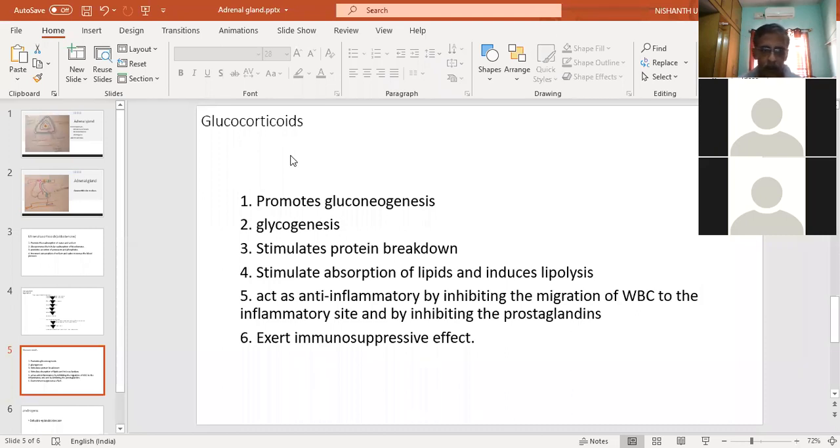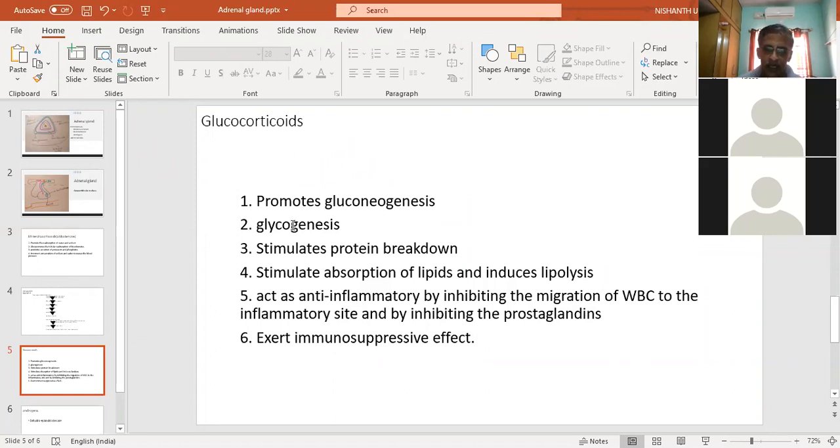Let us discuss glucocorticoids. They promote gluconeogenesis. Already in biochemistry, you might have studied gluconeogenesis, the synthesis of glucose from non-carbohydrate sources, that is protein as well as lipid. So when you are fasting or prolonged fasting is there, automatically the body will start to synthesize glucose from non-carbohydrate sources. This gluconeogenesis is promoted by glucocorticoids. The enzymes required for this process are promoted by the glucocorticoids.